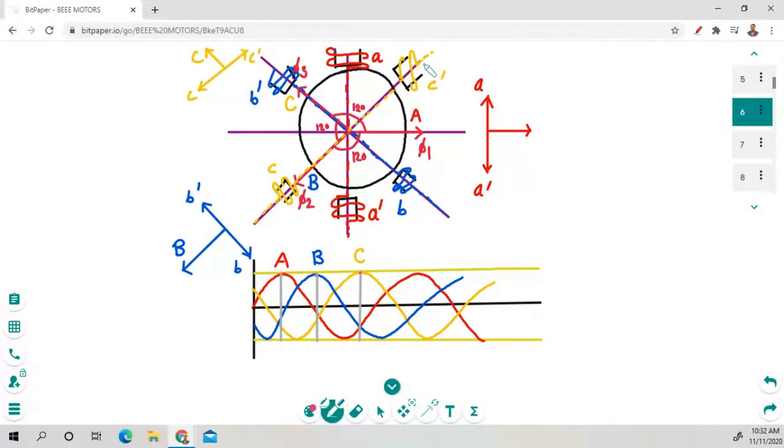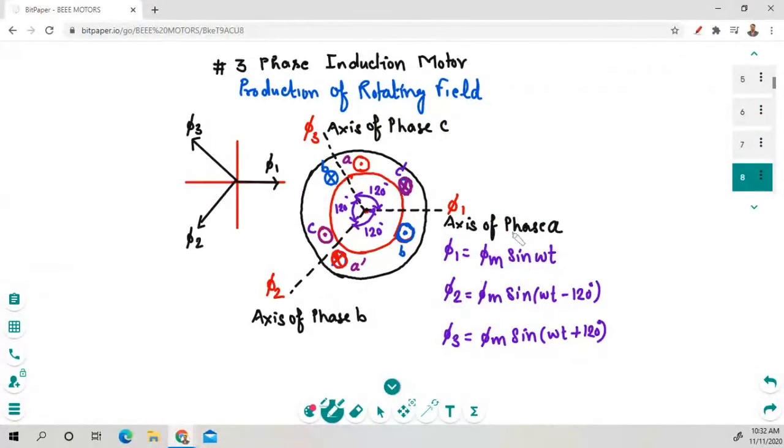Pankaj is asking, sir, how will speed decrease by increasing poles? We will explain this concept from the equation, and how you can increase or decrease the number of poles. As we can see, Ns is equal to 120 f divided by P, where P is the number of poles. If you increase the number of poles, then your speed will be decreased. Understood?